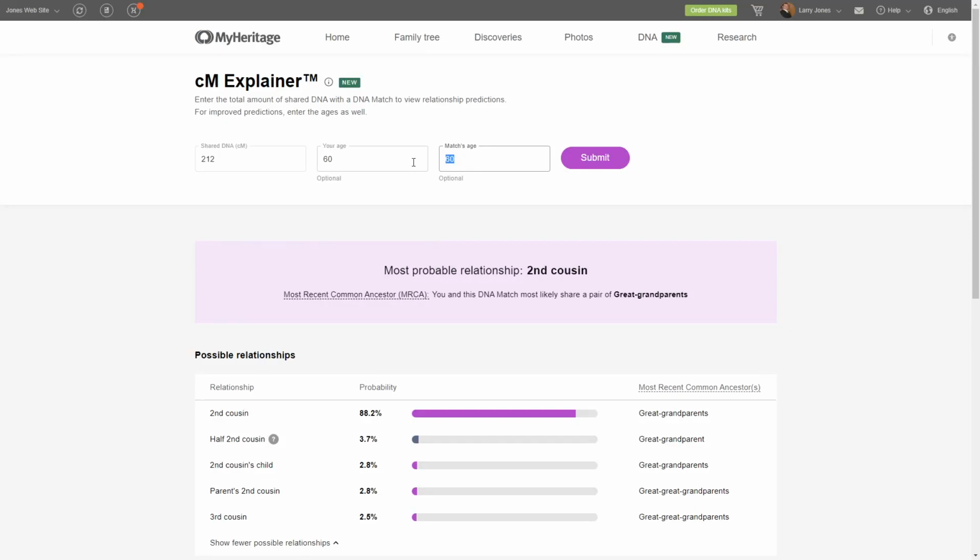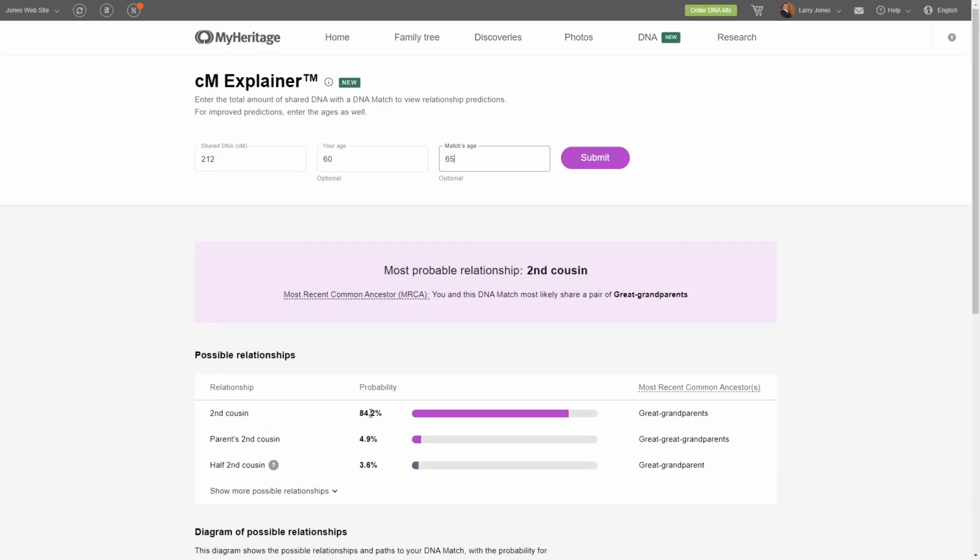We're going to go to 60. We're going to exaggerate it so you can see the slope a little better than just going by ones, but you can see it by ones. We're going to do 60 to 65. You notice the percentage here went down to 84. Half second cousin dropped a little bit. Okay. We're going to now put 69. Half second cousin is now half as likely as parent second cousin, but still at a whopping 80%, 79.6% here.